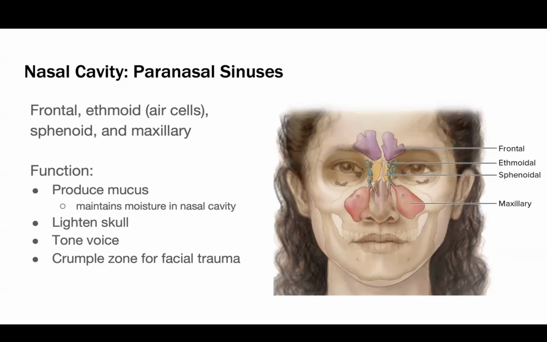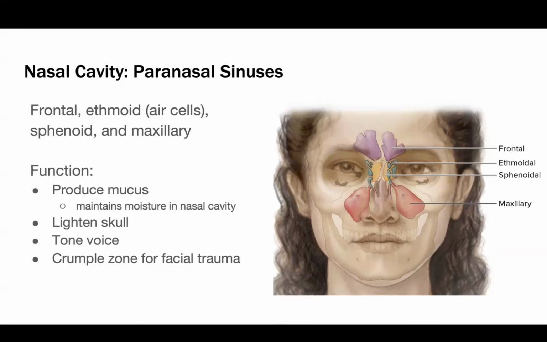Your paranasal sinuses also help lighten the skull. Imagine having thick, solid, rock-like bone here. That would make your head impractically heavy. It also helps you resonate your voice. This is why if you've had a congestion or a cold, you're gonna notice some significant changes to the timbre and tone of your voice.